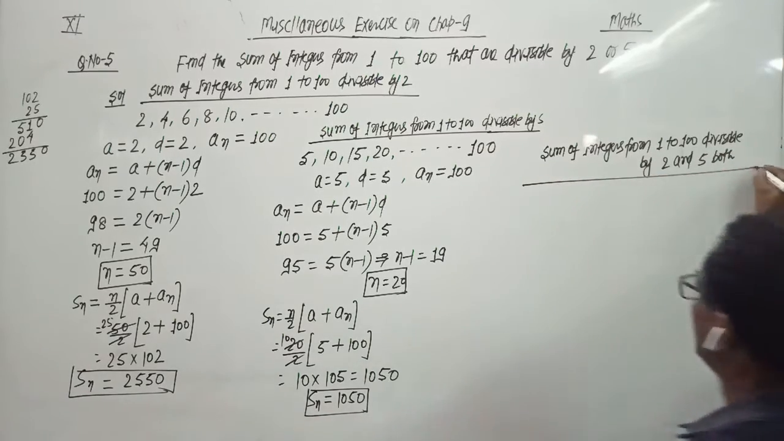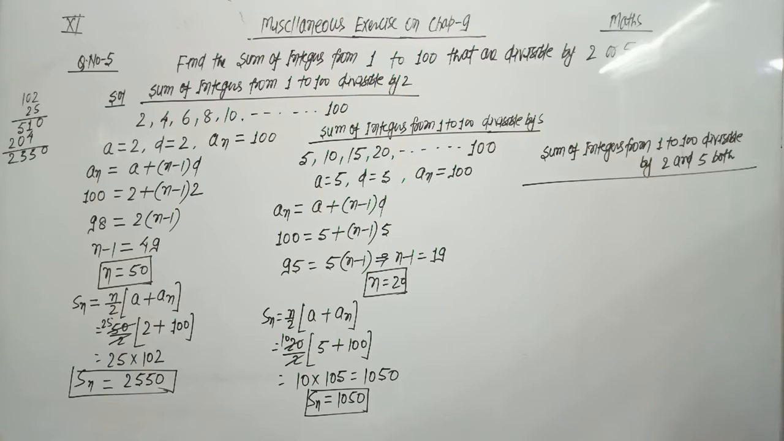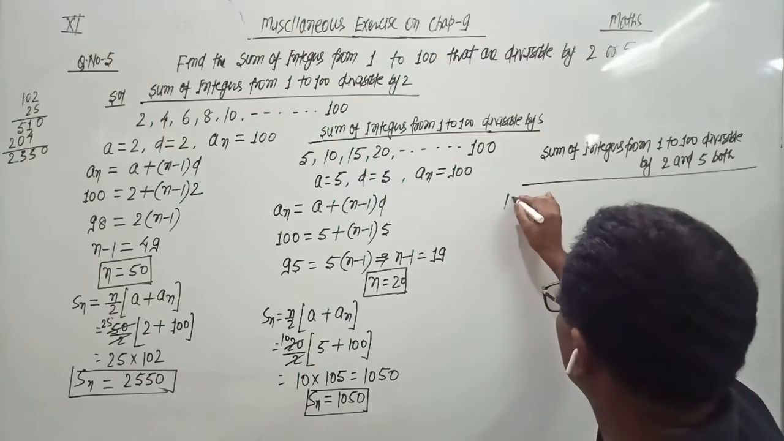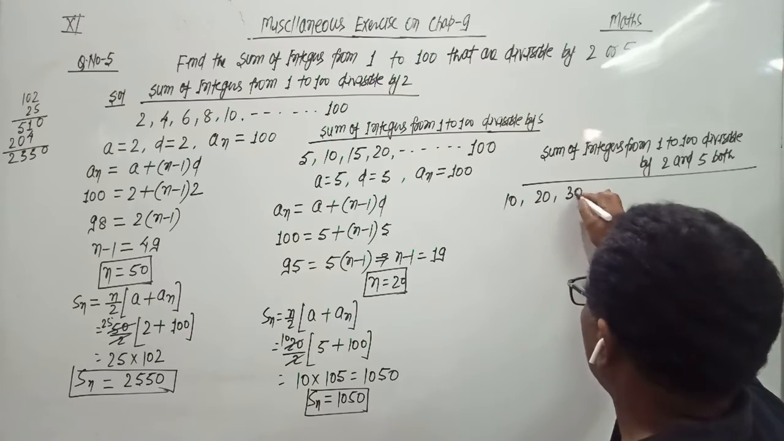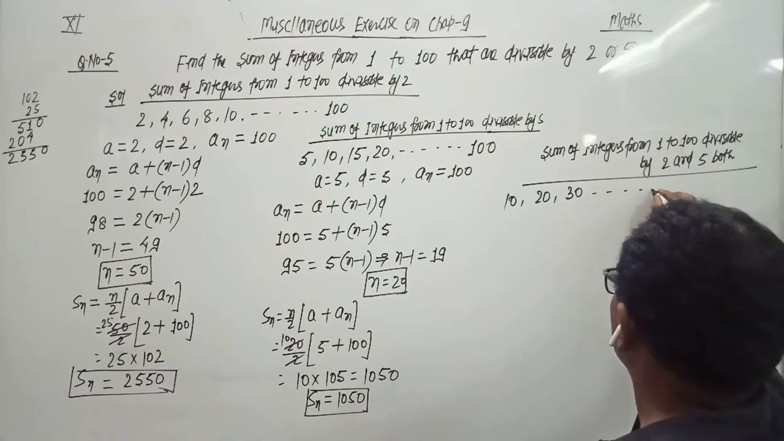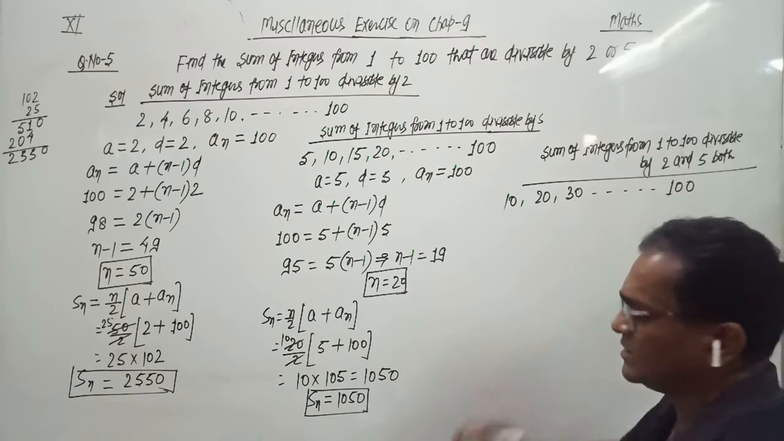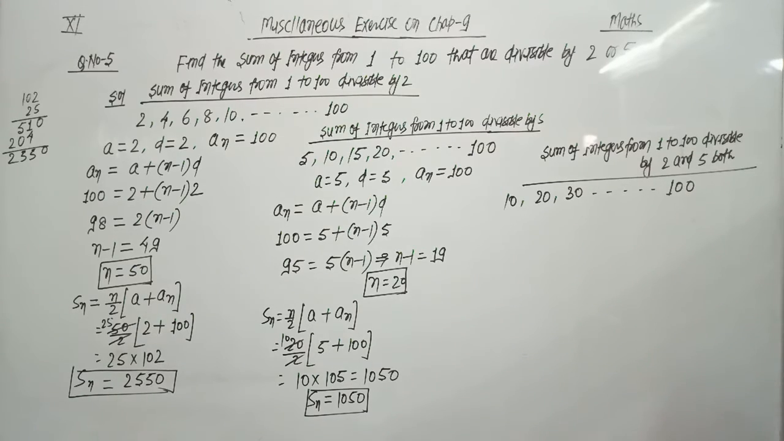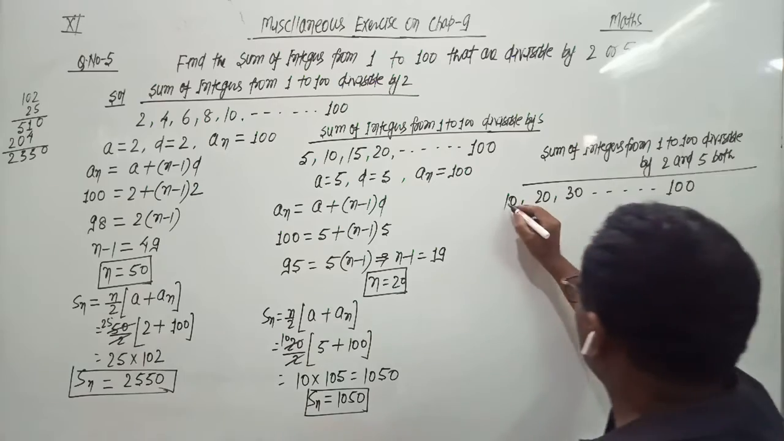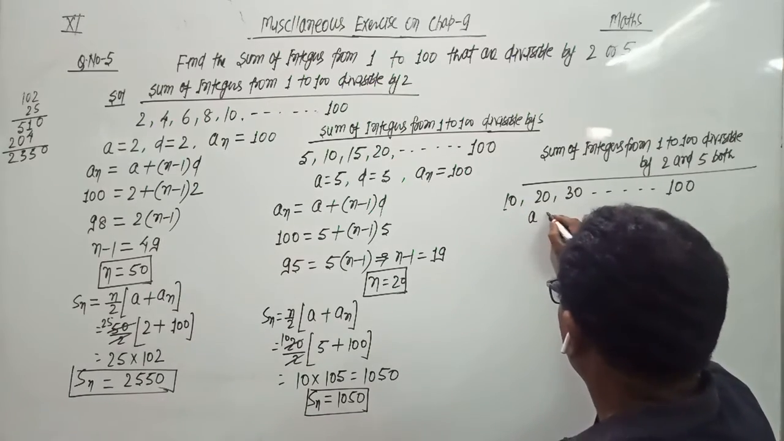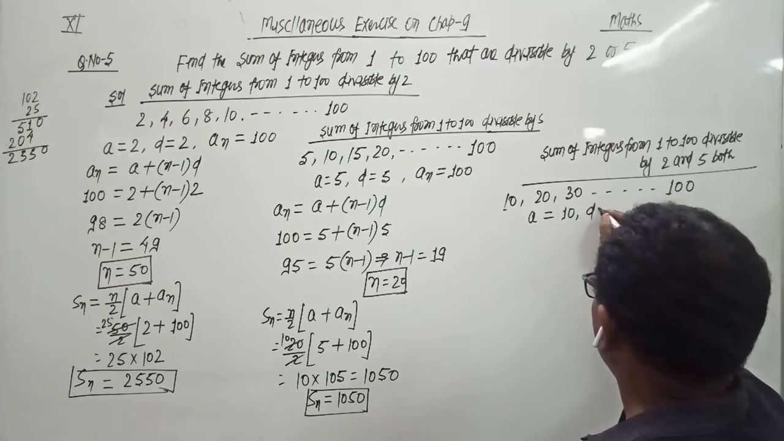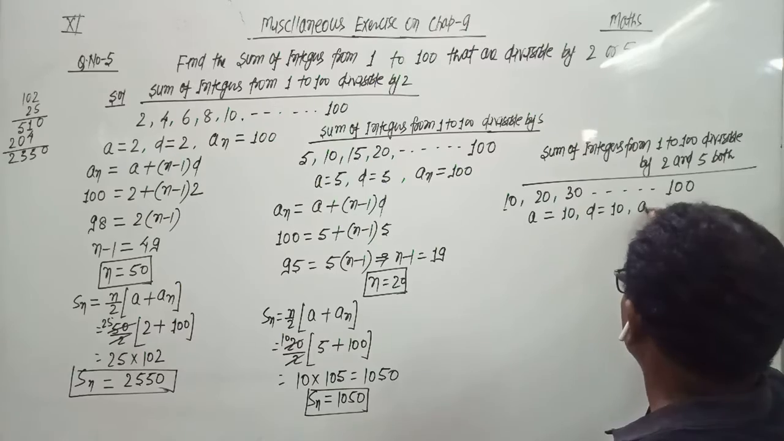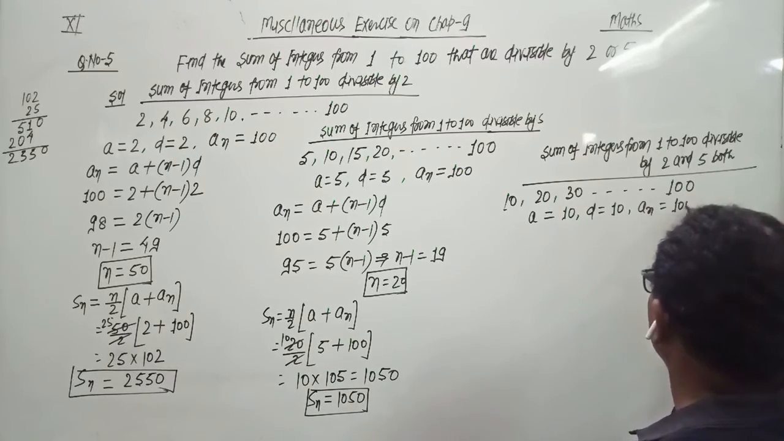Those numbers which are divisible by 2 as well as divisible by 5. The first number which is divisible by 2 as well as 5 is 10, 20, 30, and the last number which is divisible by 2 and 5 is 100. Now again we find the number of terms. How many such numbers are there? The value of A is 10, common difference is 10, and the last term An is 100.